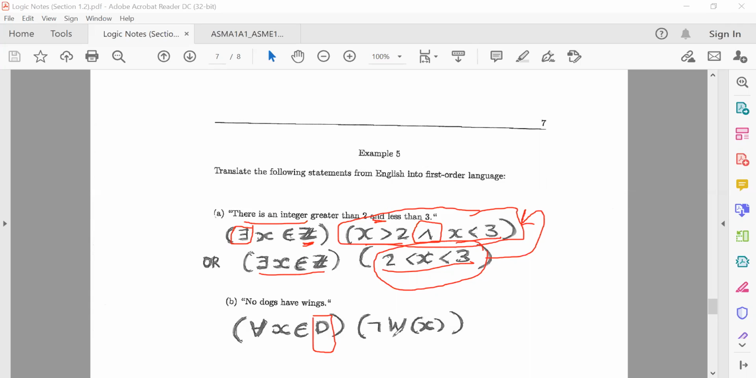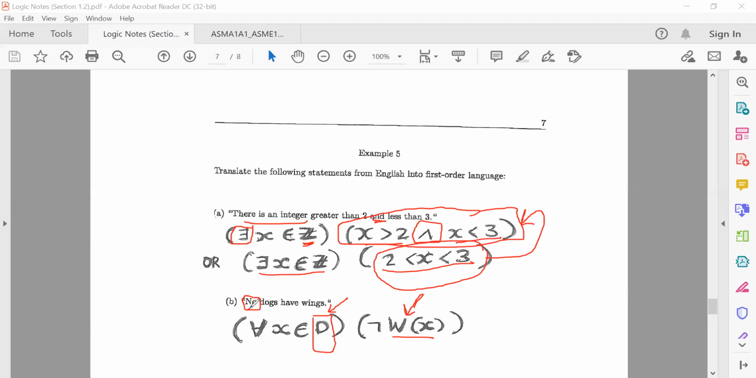And then W(x) stands for the predicate. You must remember this: capital D is a predicate symbol. Capital W, because it's associated with an x, a variable, we call it a predicate, all right? And that predicate is "x has wings." So I want "no dog has wings." So the important part is no dogs, all right?